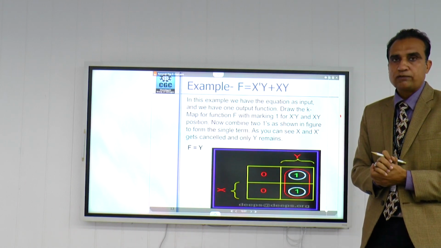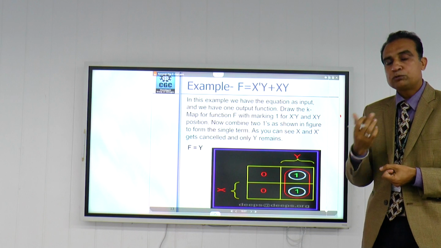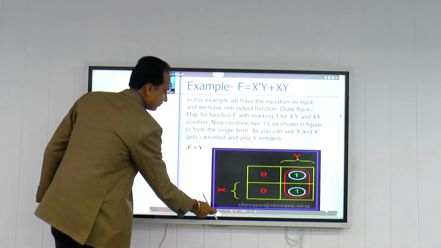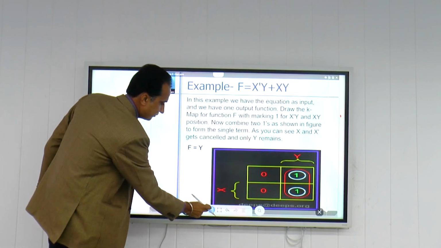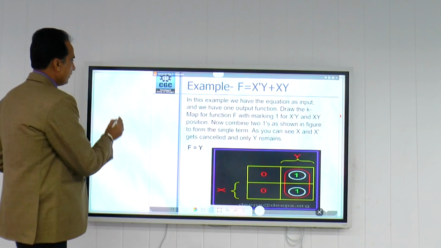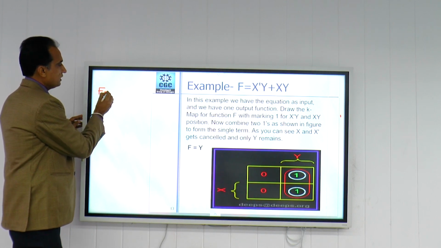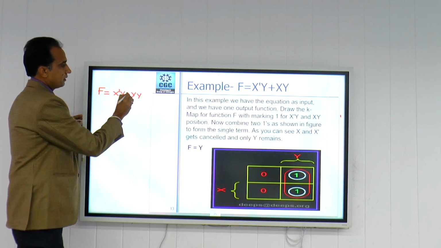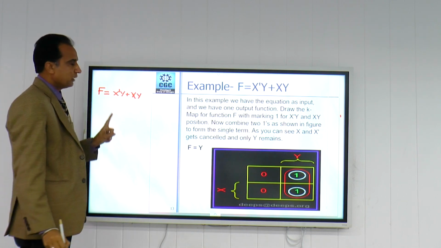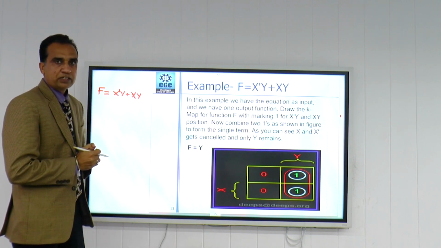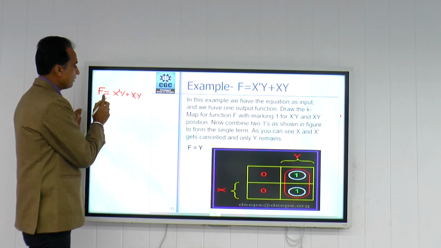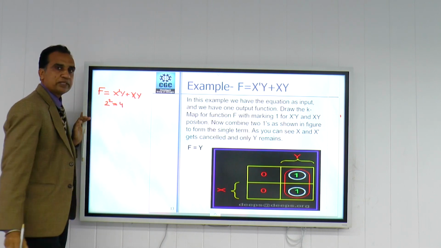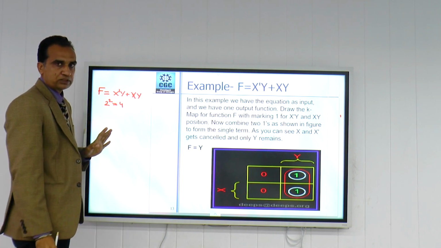Now we are going to solve an example. First of all, I am going to start with a 2 variable equation. Now the equation is given. The equation which is given is f is equal to x complement y plus xy. Now first thing we have to check how many variables are involved in this equation. There are 2 variables involved, so 2 raised to the power 2, that is 4. A 4 square grid K map is required to solve this equation.